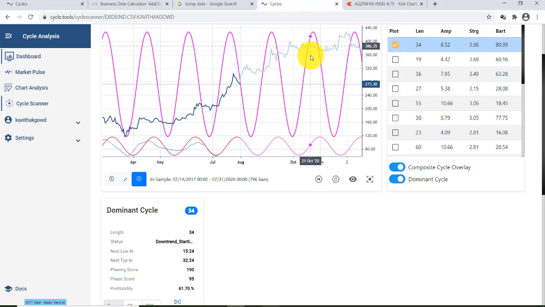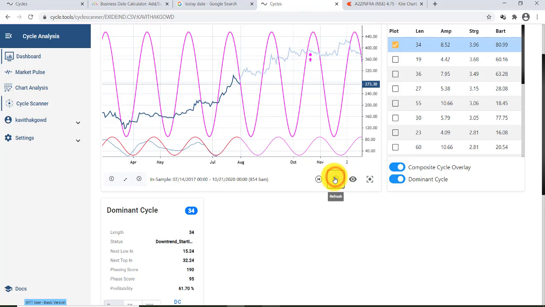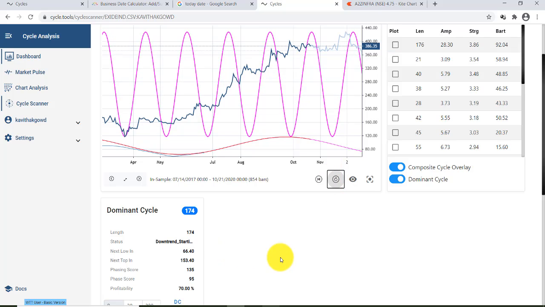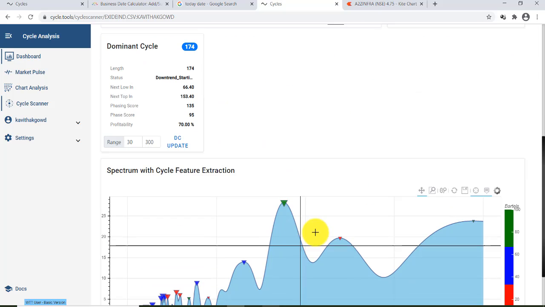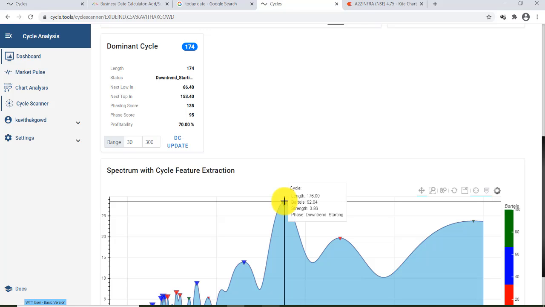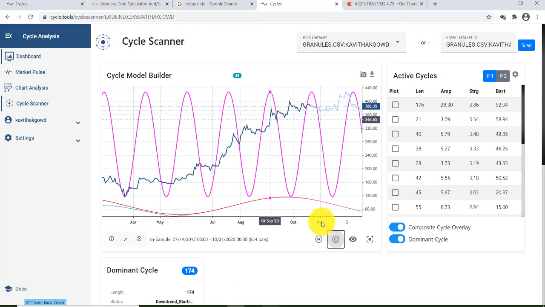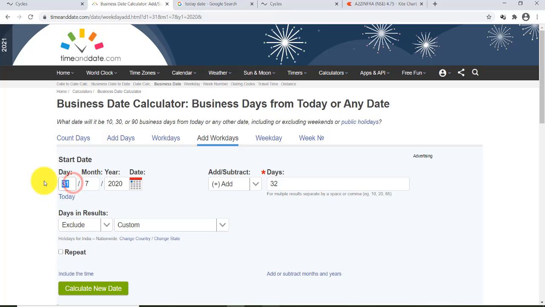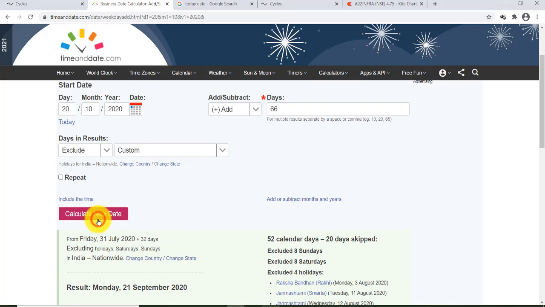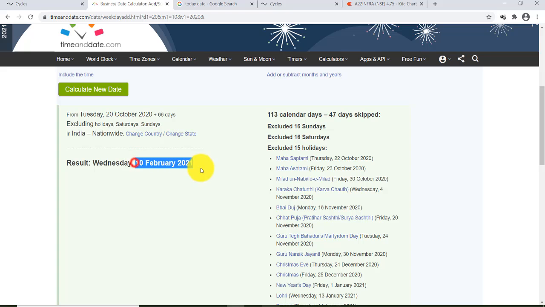So let's move to 21st September here, refresh this. Now a 174 day cycle has started. So this is also very strong. Here you see, the next low will come in 66 days. So the date is 20th October. Next 66 days, the bottom will happen. That is February 2021.